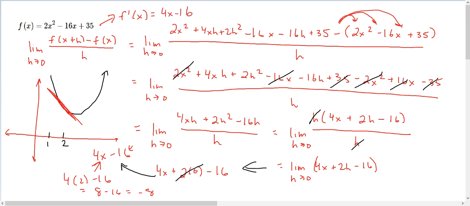Now, sometimes you'll see it written as this, d/dx of f(x) equals 4x minus 16. These basically mean the same thing. d/dx is just a derivative operator. That means you're taking the derivative of the function inside. But usually when we're writing a final answer, we use this prime notation. All right, so now let's move on to our next example.